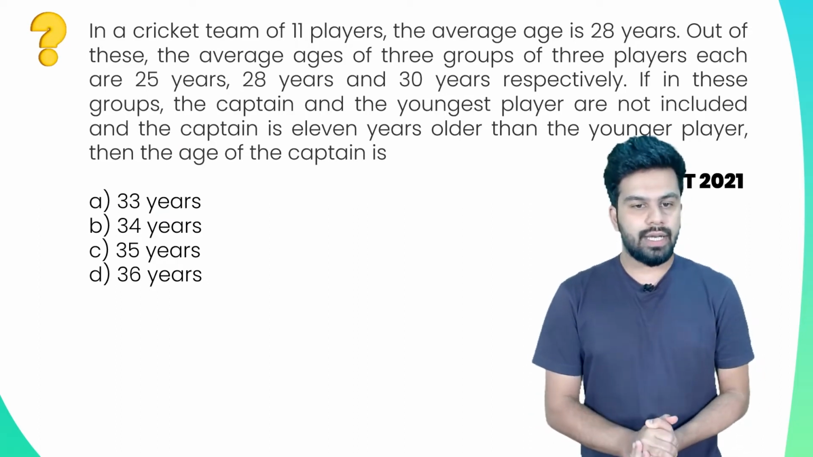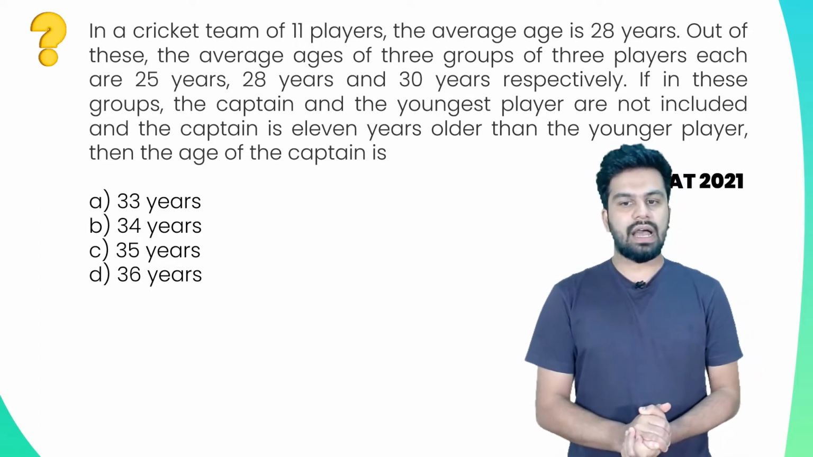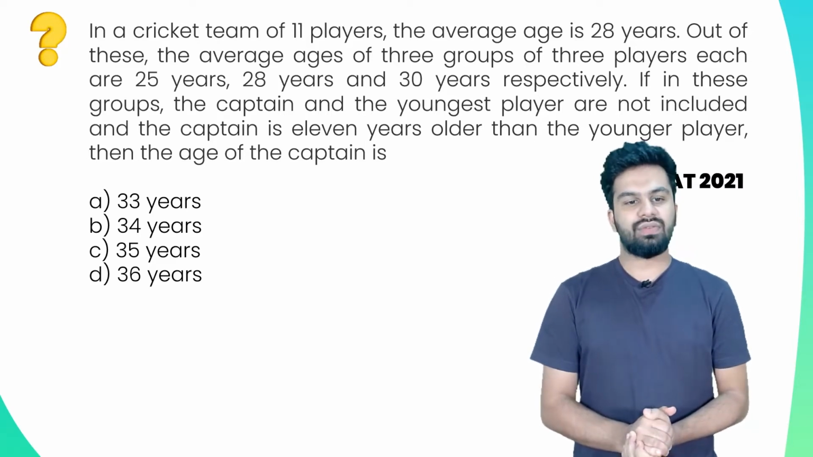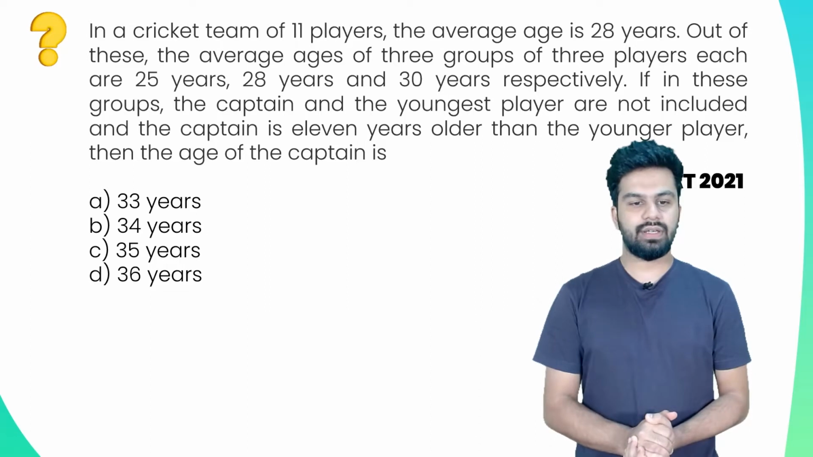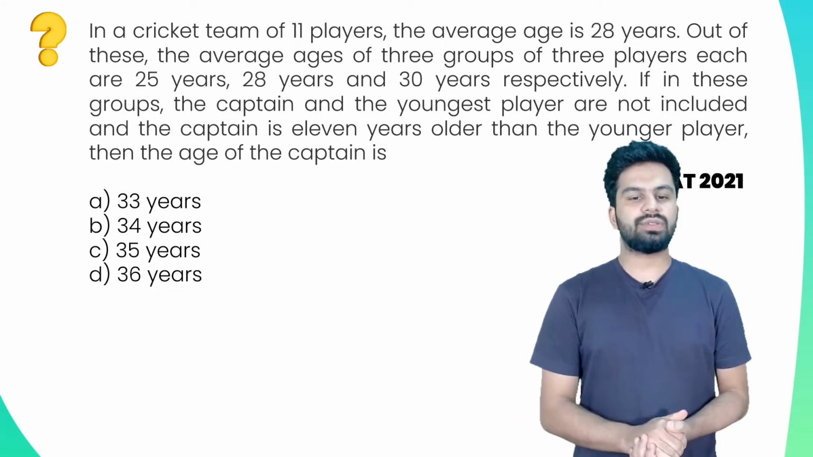So in a cricket team of 11 players, the average age is 28 years. Out of these, the average ages of 3 groups of 3 players each are 25 years, 28 years and 30 years respectively. If in these groups, the captain and the youngest player are not included and the captain is 11 years older than the youngest player, what is the age of the captain?